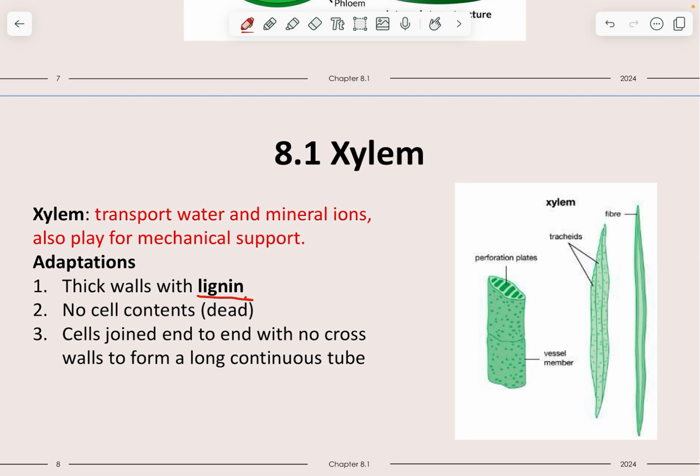Whenever you see words like lignin on some structures, for example in this case the xylem, you always know that this structure is actually a dead structure. Therefore, when it's dead, it has no cell contents. So it's basically empty on the inside. The cells are joined from end to end with no cross walls to form a long continuous tube. So this is how it looks like. It's continuous, and this is just one section that's been cut.